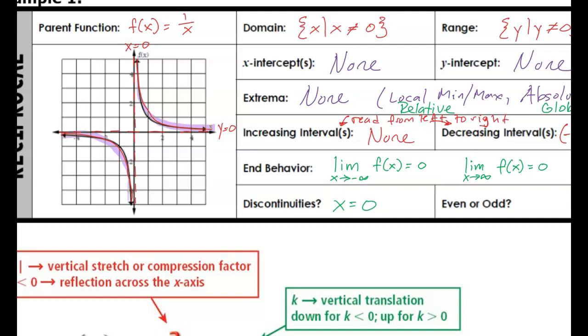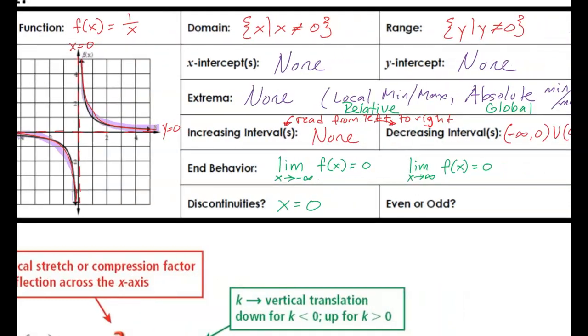And is this function even or odd? It is odd. Why is it odd? Because it has rotational symmetry about the origin.